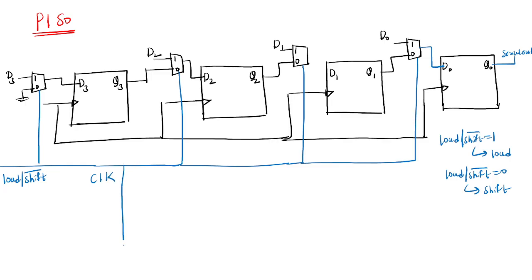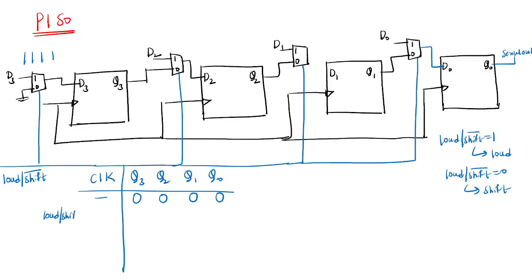Clock, Q3, Q2, Q1, and Q0. Suppose you are not applying any clock initially, on power on reset the output will be 0. If I want to load this data 1 1 1, I need to make load by shift bar equal to 1. During the first clock pulse, loading of data is happening.